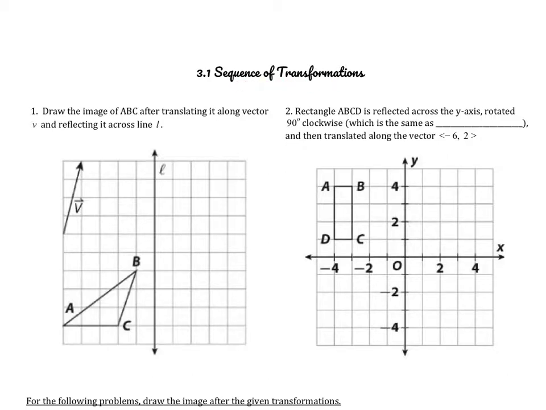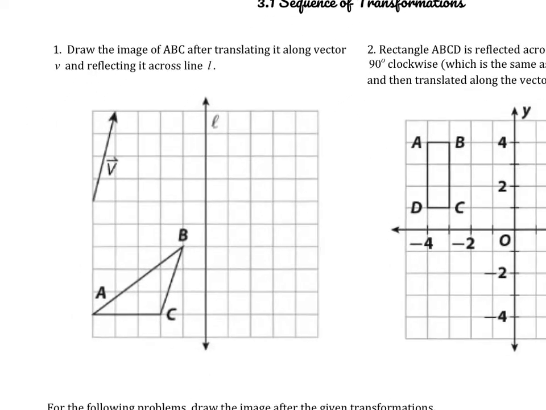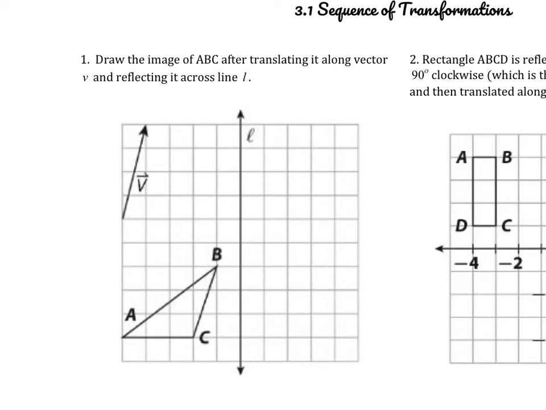Today we're going to talk about sequence of transformations. A sequence of transformations is essentially performing a series of transformations one after another, so you transform one figure and then from that new figure you do your next transformation. We're going to start with this first example where we see two different transformations.